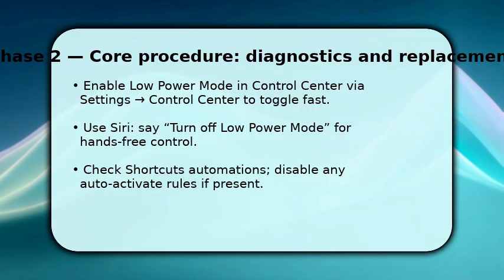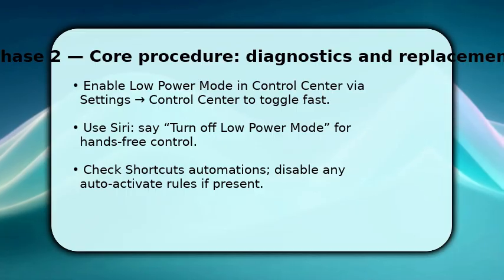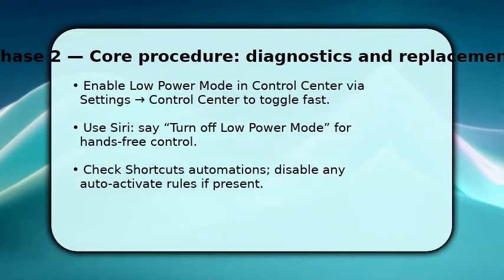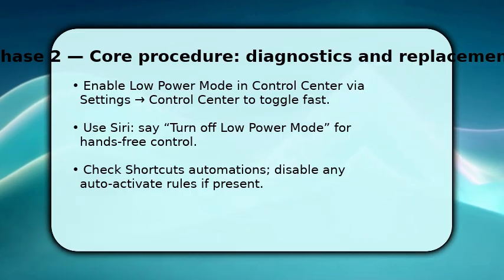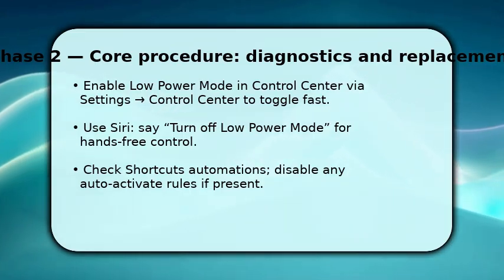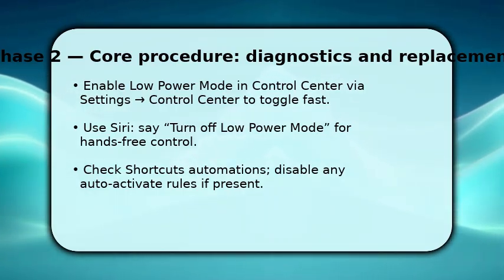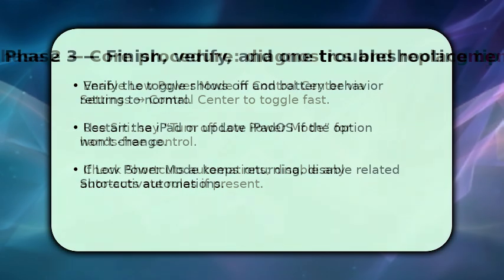You can also ask Siri, say turn off low power mode, which saves time when your hands are busy. Additionally, inspect Shortcuts automations. If an automation re-enables low power mode, disable or edit it so the setting stays off. These steps prevent unexpected reactivation and keep it off.